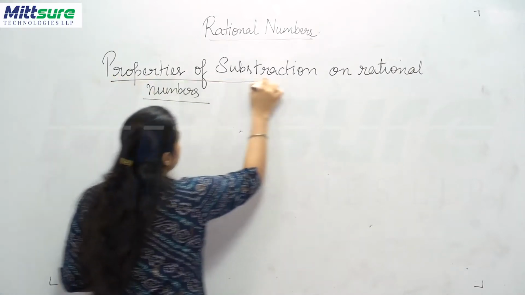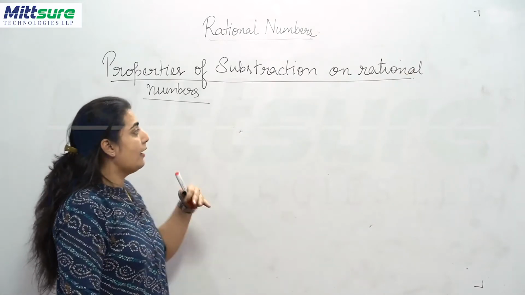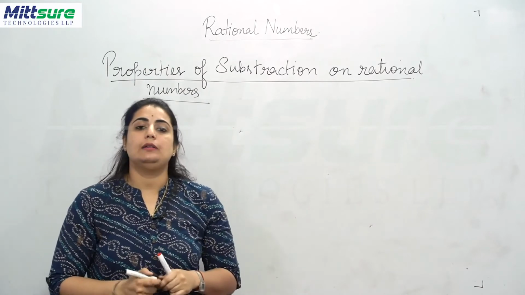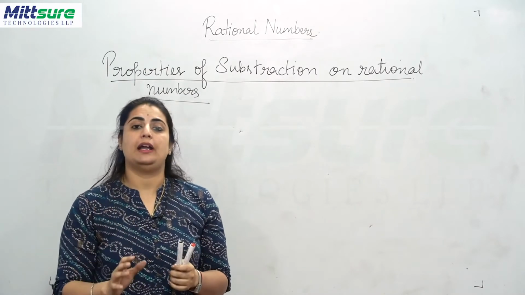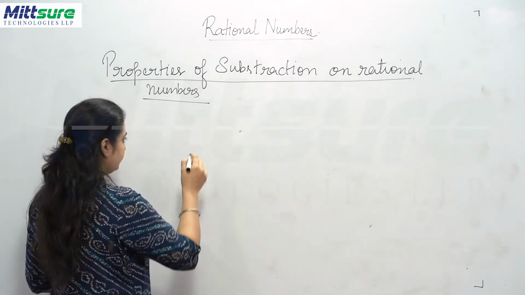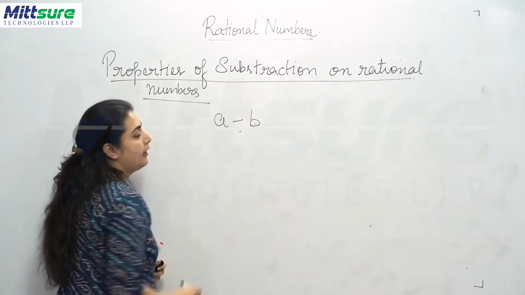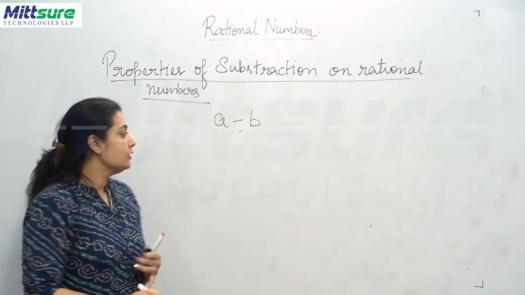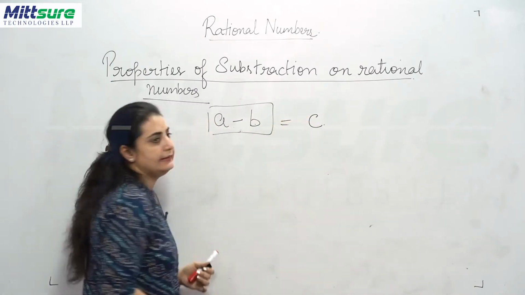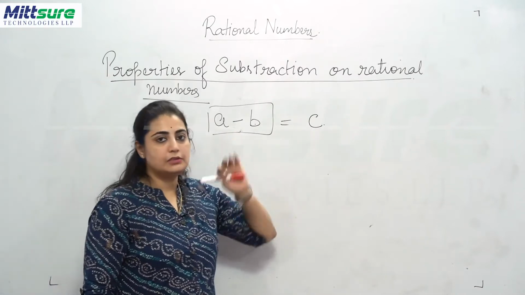So, to begin these properties, first of all, let us understand what is the meaning of subtraction of any two given numbers. Suppose I have two numbers A and B. When I subtract these two numbers, I get a third number, that is C. Right? So A minus B equals C.